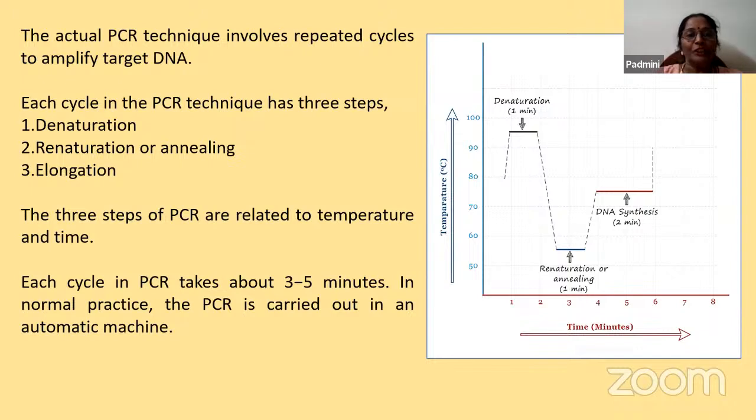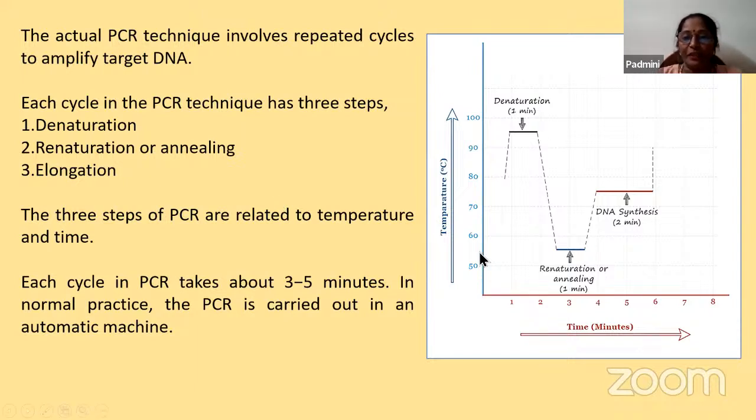So what is the actual technique involved in these cycles? Each cycle in the PCR technique has 3 steps, as we talked about. They are denaturation, renaturation, another name for which is annealing, annealing meaning coming close together, and elongation. All these 3 steps depend on time and temperature. Each cycle might take 3 to 5 minutes, depending on how much DNA, how many primers, and how many nucleotides are present.